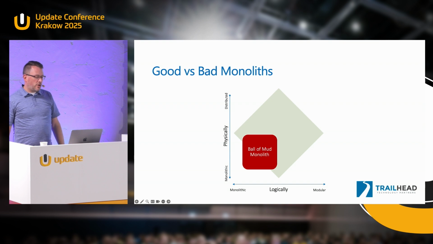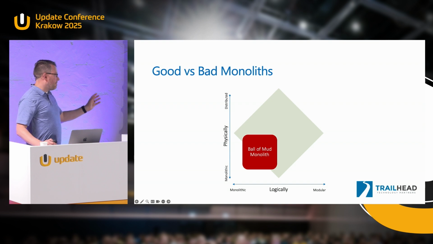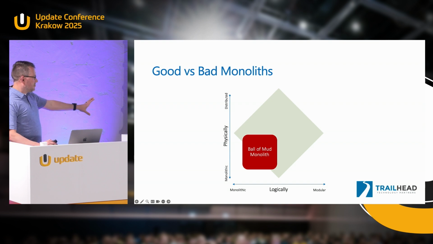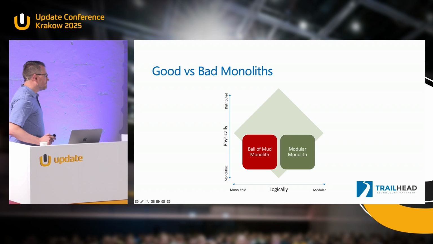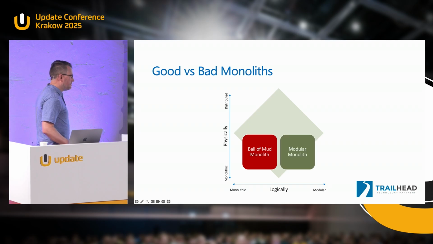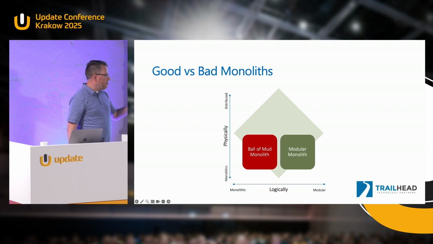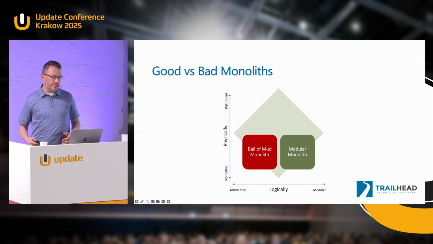And so going along those lines, we have the ball of mud monolith, which is organized as a highly coupled, non-modular chunk of code and is distributed as a single piece. You have the modular monolith, or a good monolith, that is distributed as a single piece, the same as the ball of mud, but it's organized much better, more modularly.